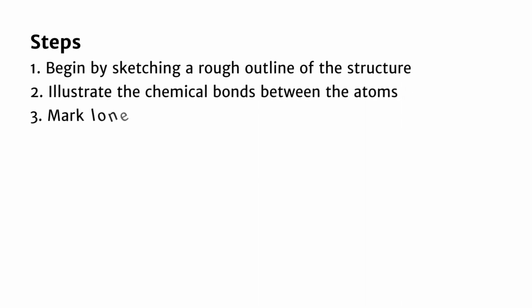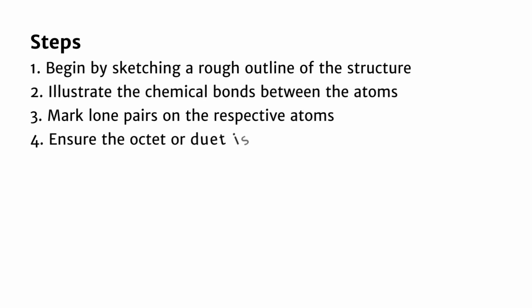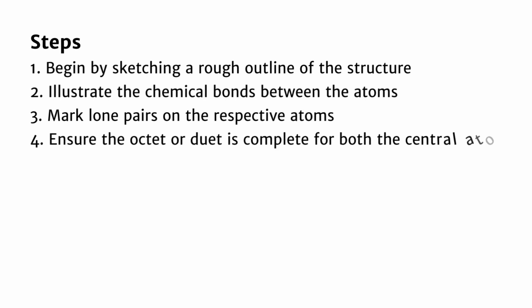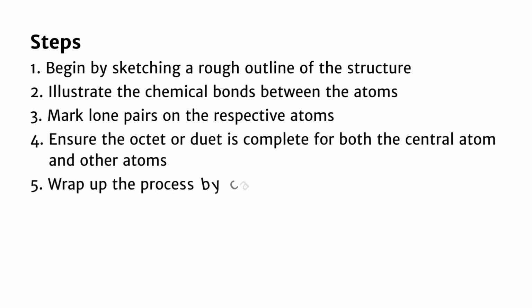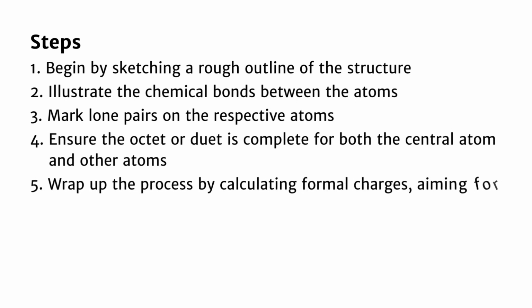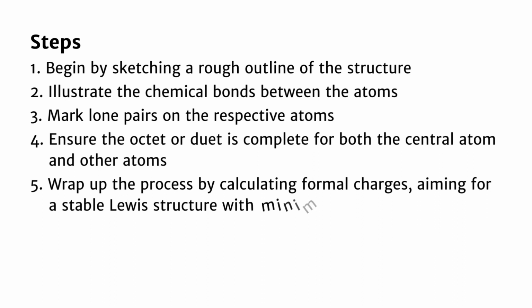Mark lone pairs on the respective atoms. Ensure the octet or duet is complete for both the central atom and other atoms. Wrap up the process by calculating formal charges, aiming for a stable Lewis structure with minimal formal charges.